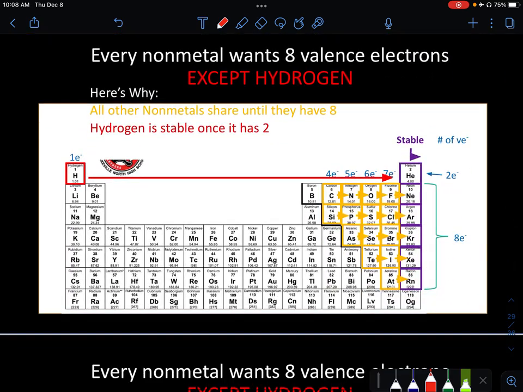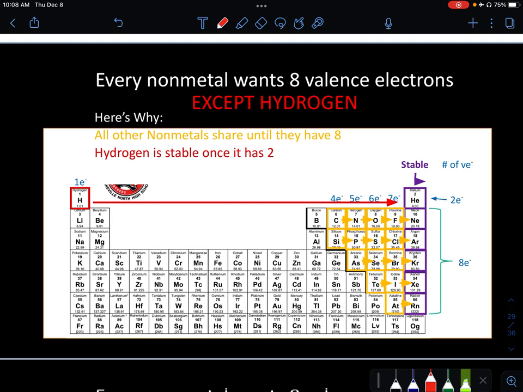Okay. All right. Every nonmetal really wants to have 8 valence electrons, right? So it wants to get over to this side as much as possible. That's where stability exists. All right. So the way that they can do that is they want to be able to, like hydrogen you see here, wants to get over and have 2. Well, that's because it wants to be like helium.